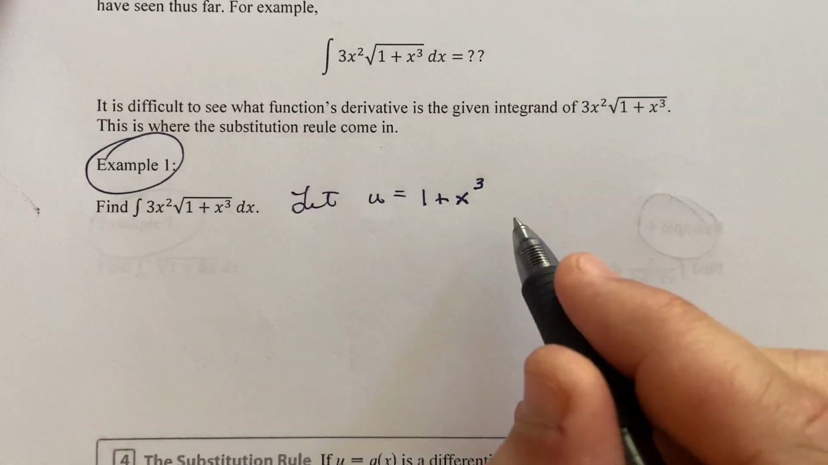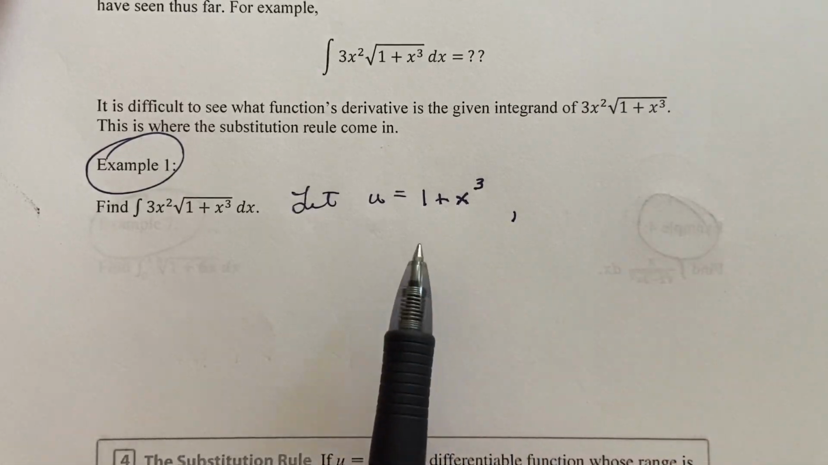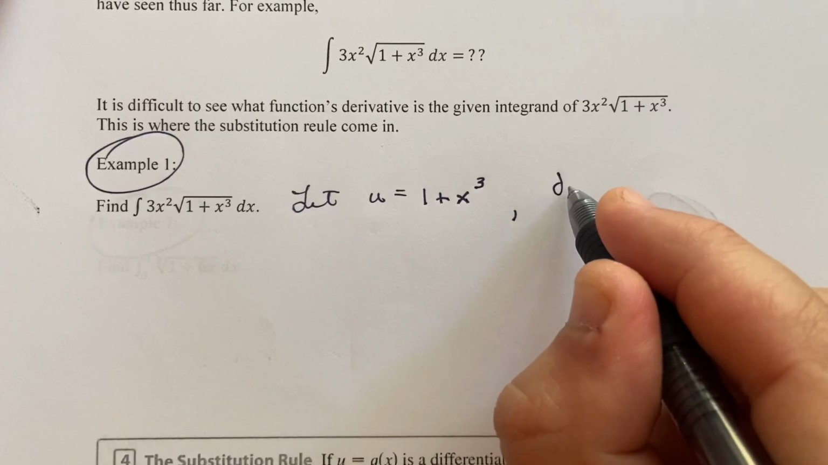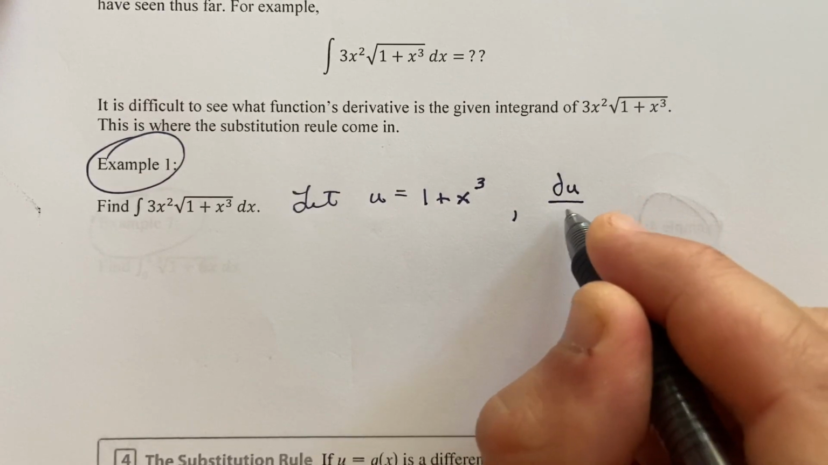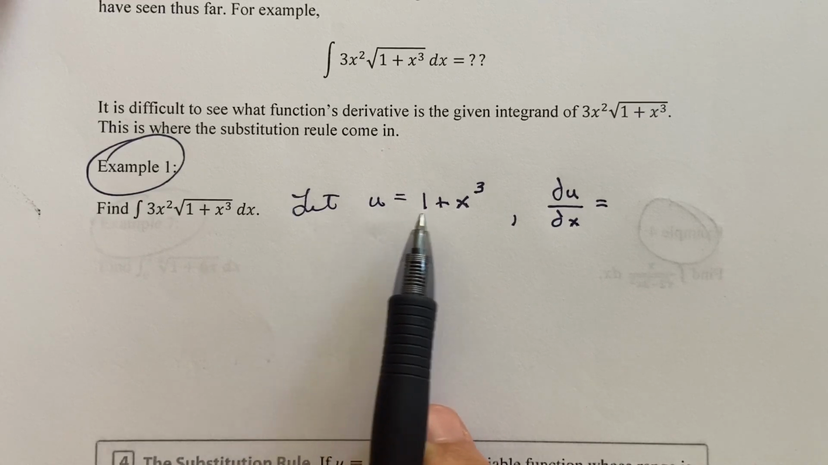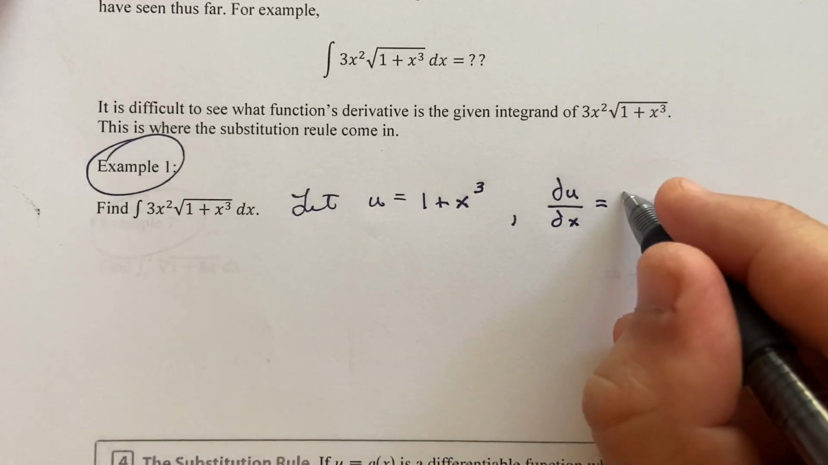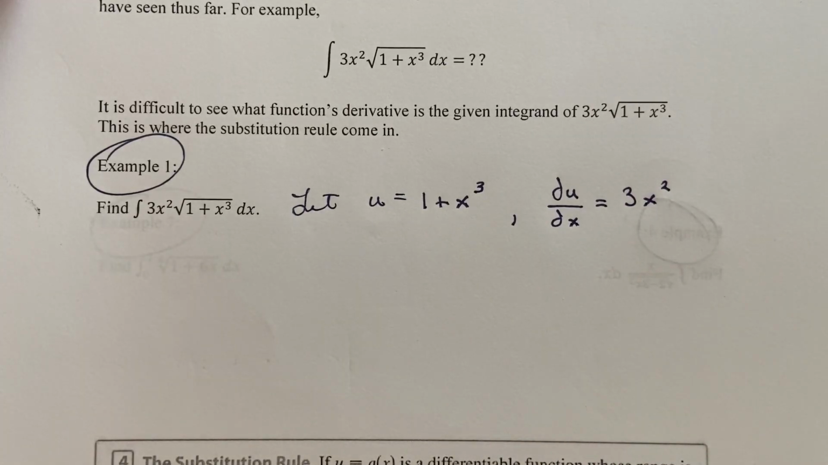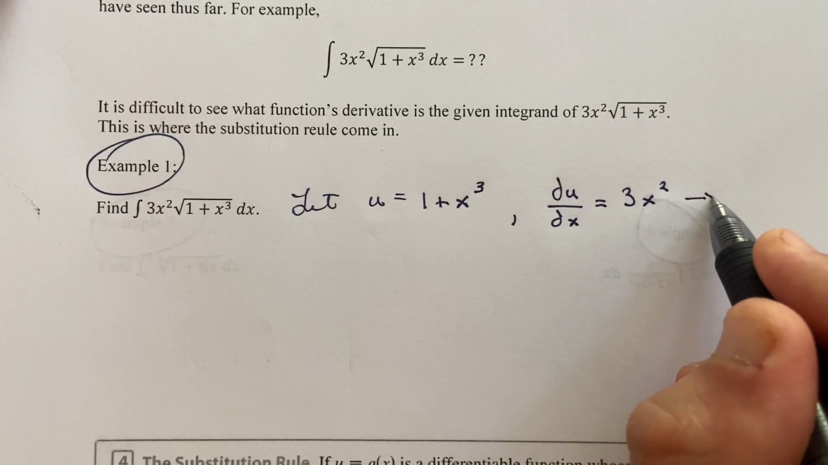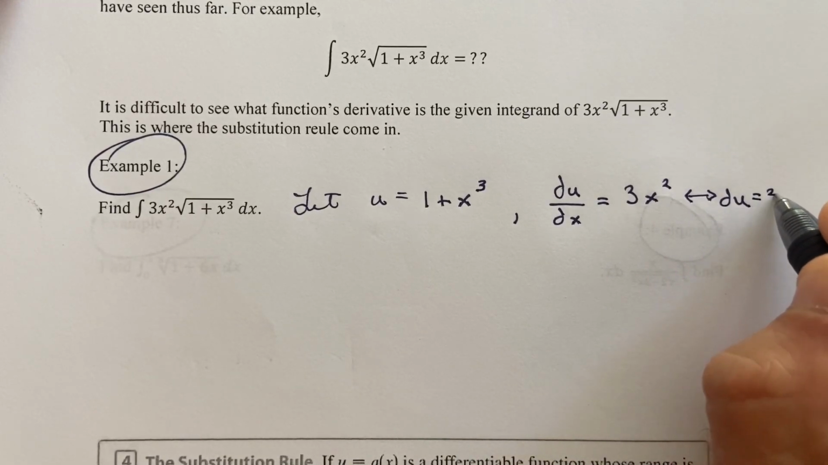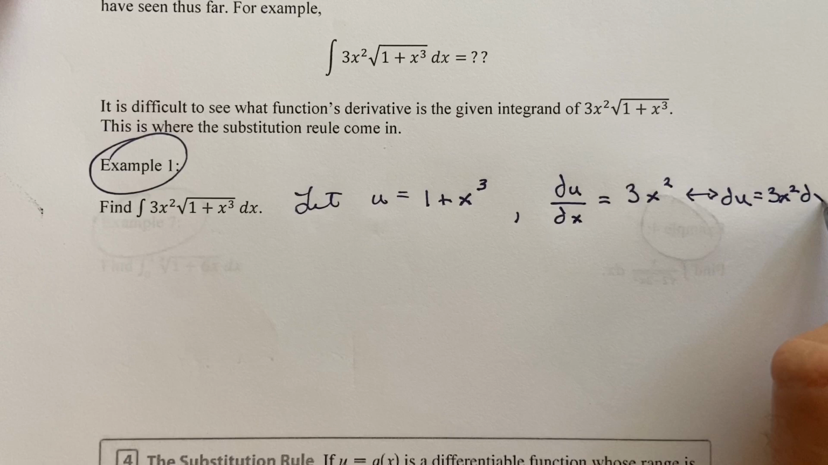What I'm then going to do is take the derivative with respect to x. So I'm going to take the derivative now, du dx, of my substitution. That would be 3x squared. If I multiply both sides by dx, I have du equals 3x squared dx.